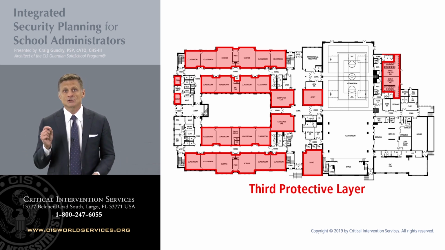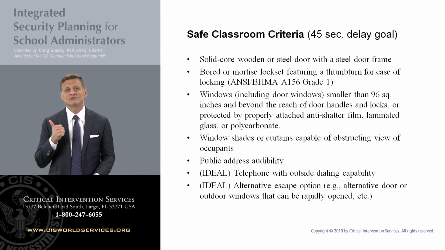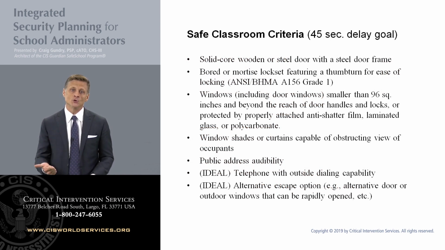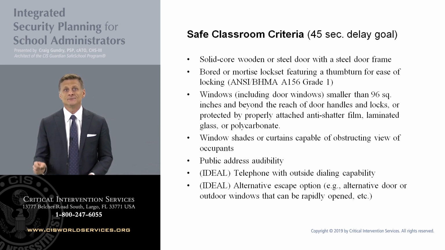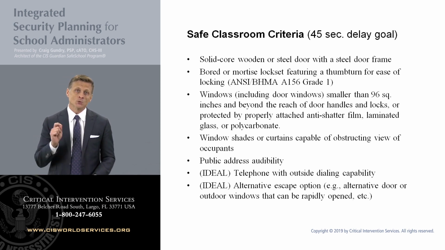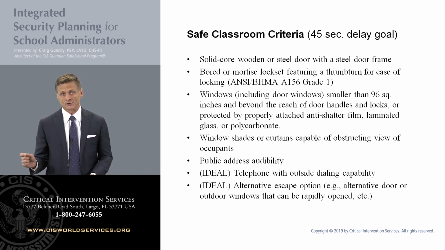Now, there's some basic criteria that all classrooms, activity rooms, and offices that may be used for lockdown purposes should meet. First, they should have a solid core wooden or steel door with a steel door frame. Number two, employing a bored or mortise lock set featuring a thumb turn for ease of locking, rated at least grade 1 for security purposes under the ANSI BHMA A156 standard.